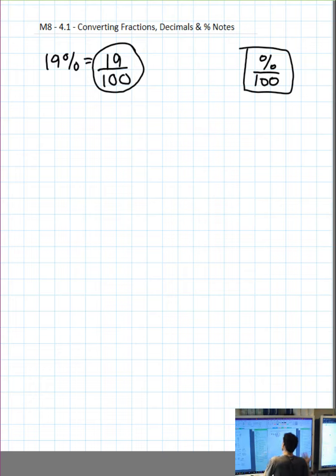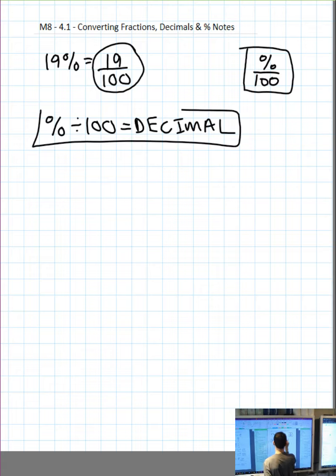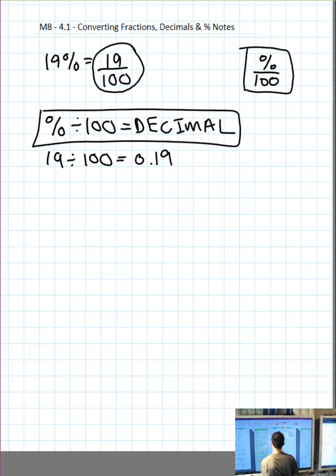In order to use a formula for that, I can just take the percentage and divide it by 100 to give me the decimal, which again is another formula. So if I take 19 and I divide it by 100, I get 0.19.